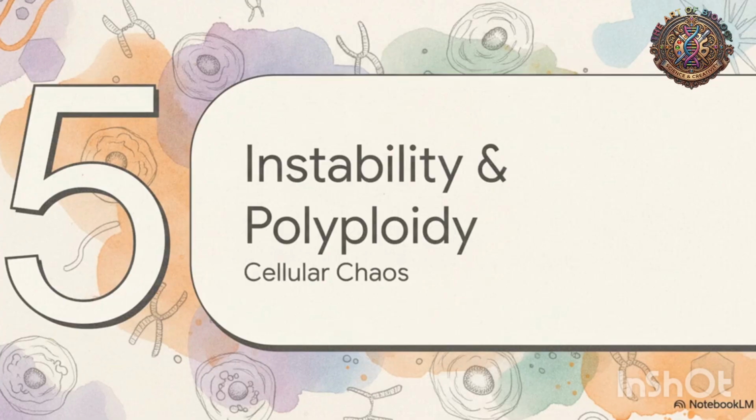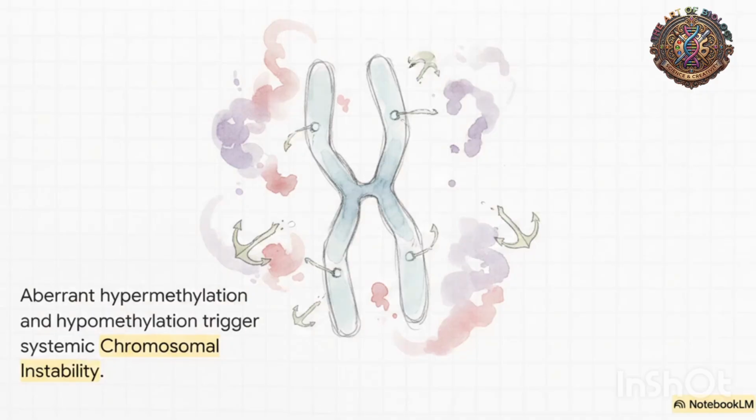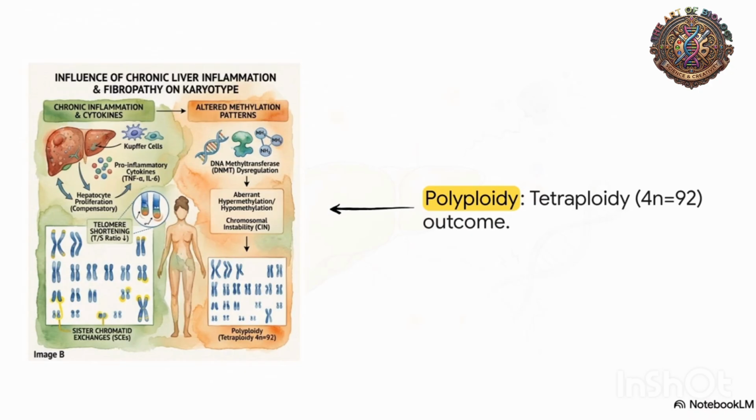Let's see what happens next in Section 5, Instability and Polyploidy, Cellular Chaos. This dysregulated methylation, the aberrant hypermethylation and hypomethylation we just looked at, is not just some minor biological glitch. As we can see, it acts as a massive trigger for systemic chromosomal instability, or CIN. Essentially, the entire genome just loses its regulatory anchors.